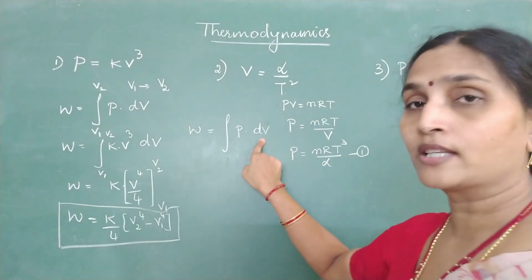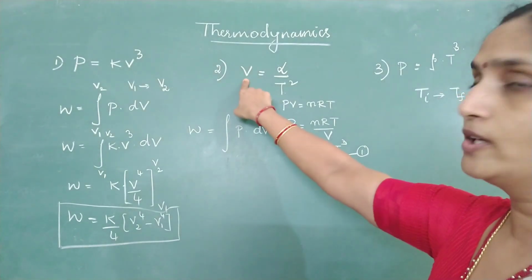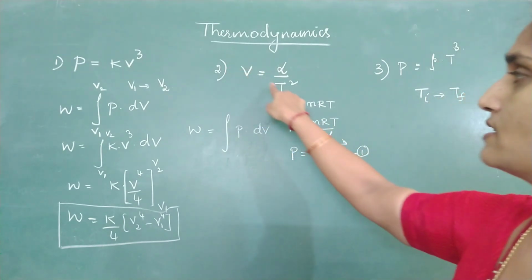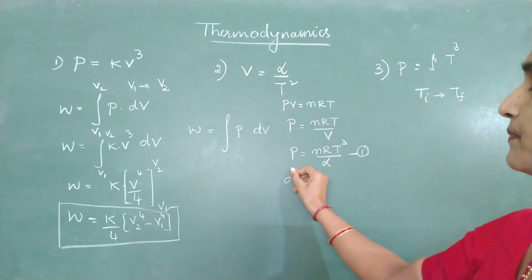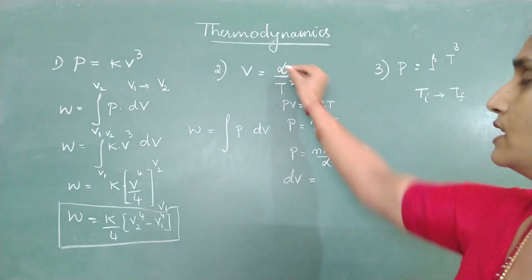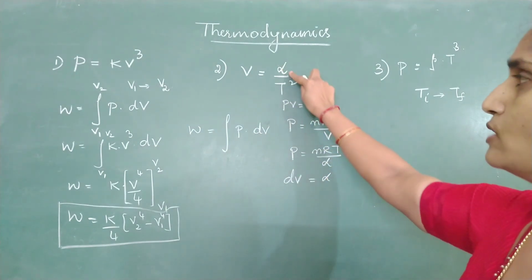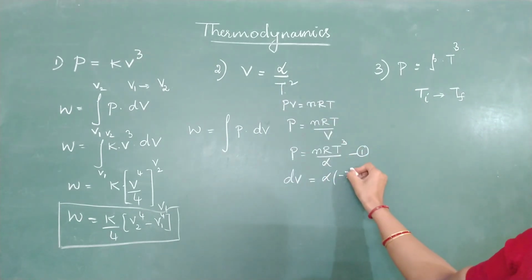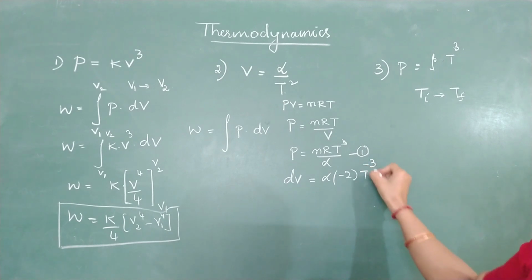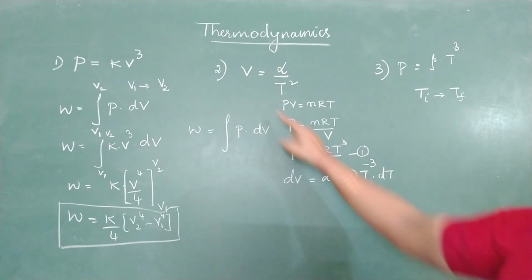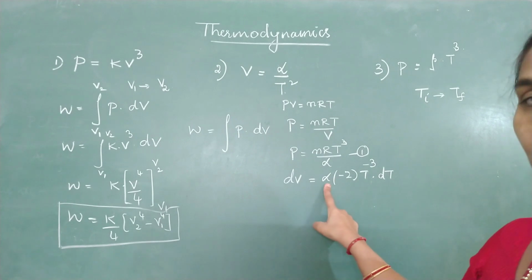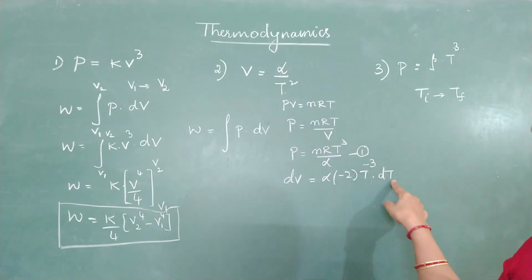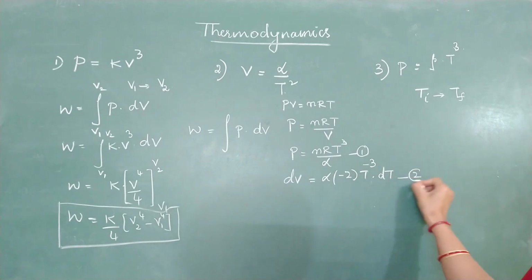What else we need to calculate the work done? dV. Since volume is given, differentiate this relation to get dV. Since V is a function of T, find dV by dT. So what is dV equal to? Alpha is constant, T to the power minus 2 in differential. T power minus 2 is minus 2 T to the power minus 3 into dT. I have differentiated this relation. Call this as equation 2.